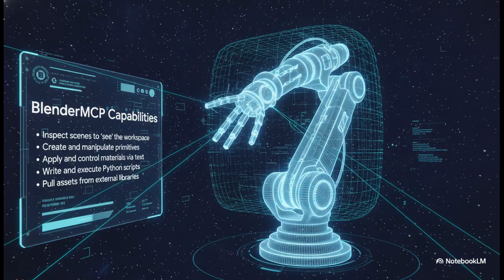Now, what's really fascinating here is the sheer scope of what this can do. Claude isn't just spitting out text anymore. Thanks to scene inspection, Claude actually sees your workspace. It queries the scene graph, so it knows exactly what objects exist.